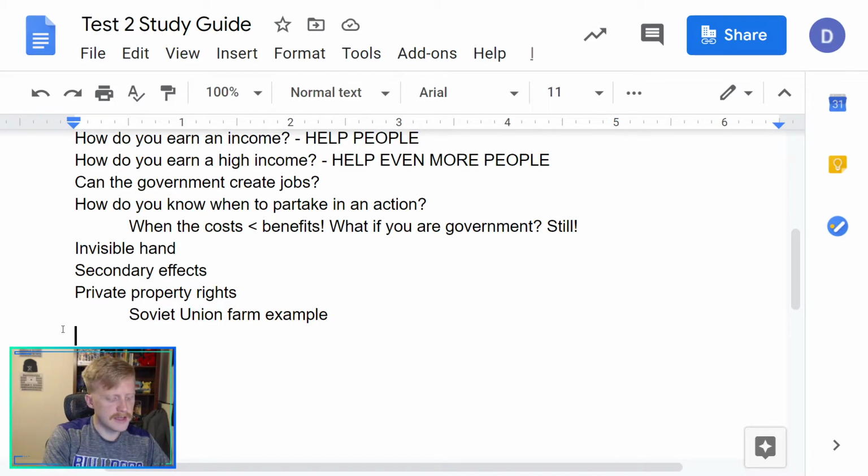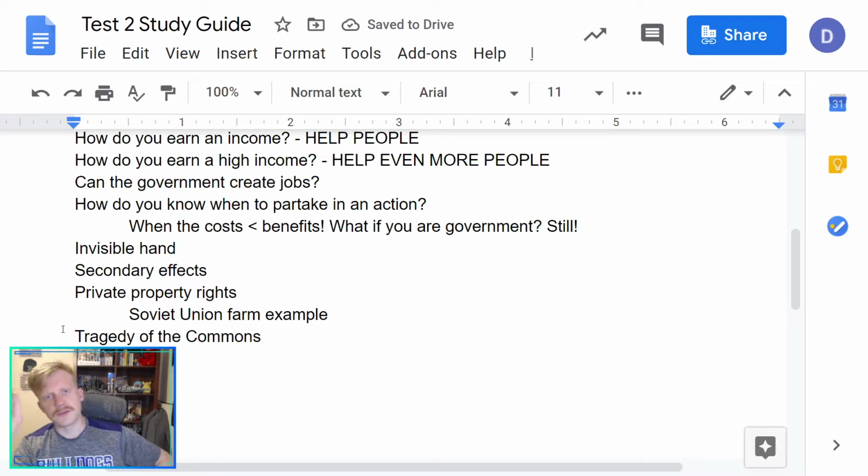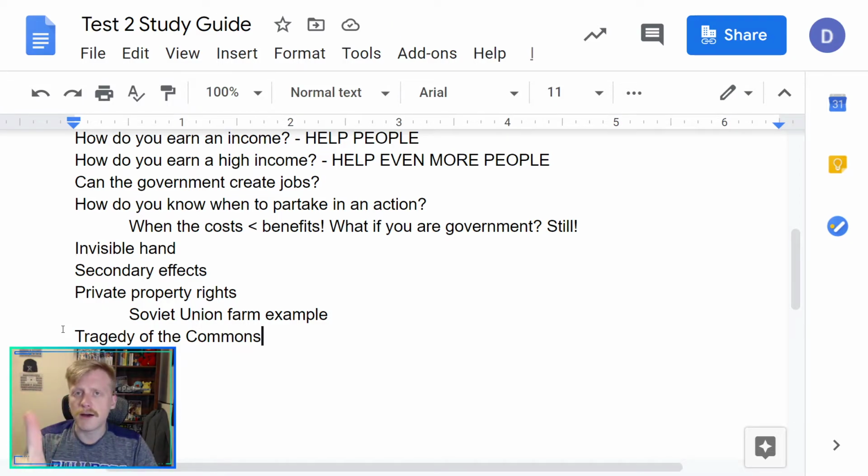So know this idea of the tragedy of the commons, right? There are two examples in the book. We talked about one in class. That was the buffalo, right? No one owned the buffalo, so there was only an incentive to consume it.